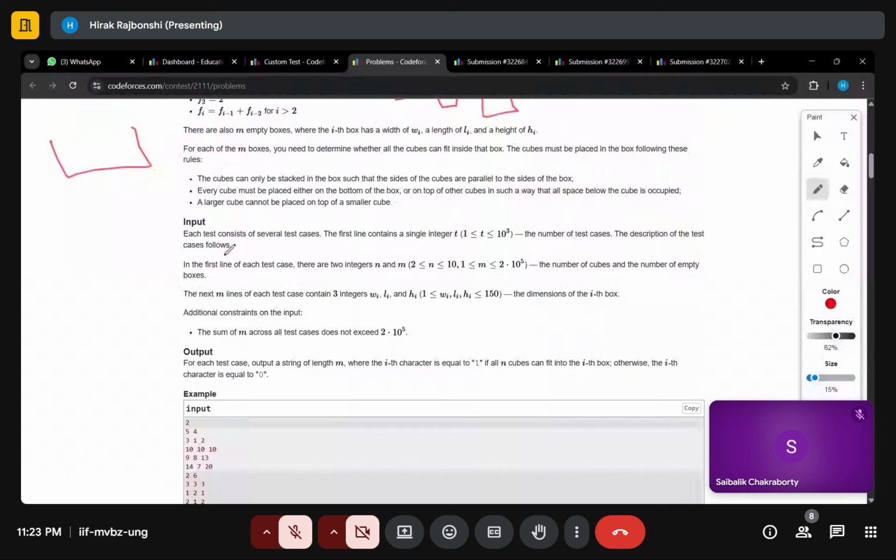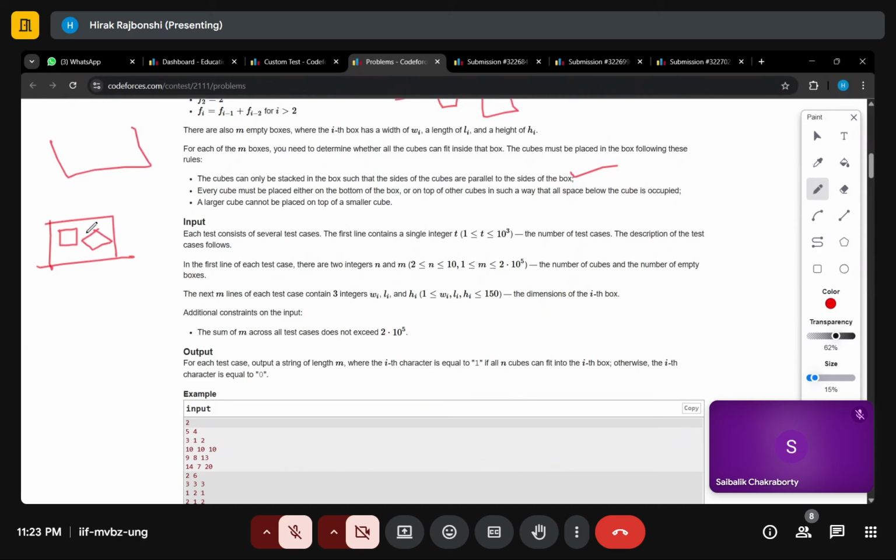We have to insert the Fibonacci cubes into the empty boxes while following some rules. The first rule is that a cube can only be stacked in the box such that the sides of the cubes are parallel to the box. If this is the box, we can only put a Fibonacci cube like this. We cannot put a cube like this. I guess this is simple. And the second condition is that every cube must be placed either on the bottom of the box or on top of other cubes.